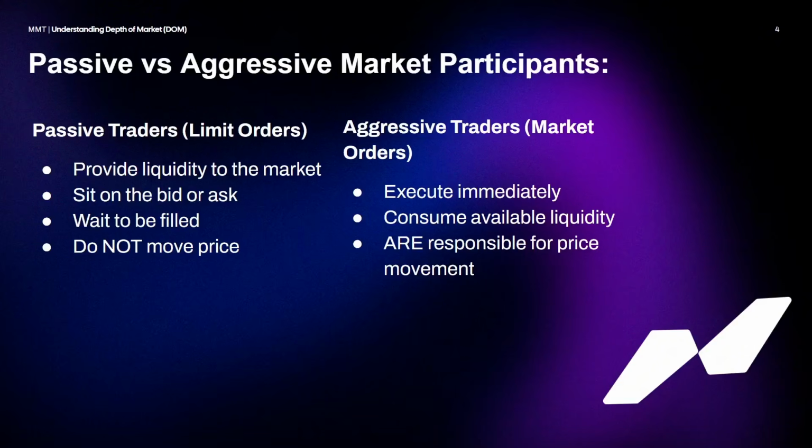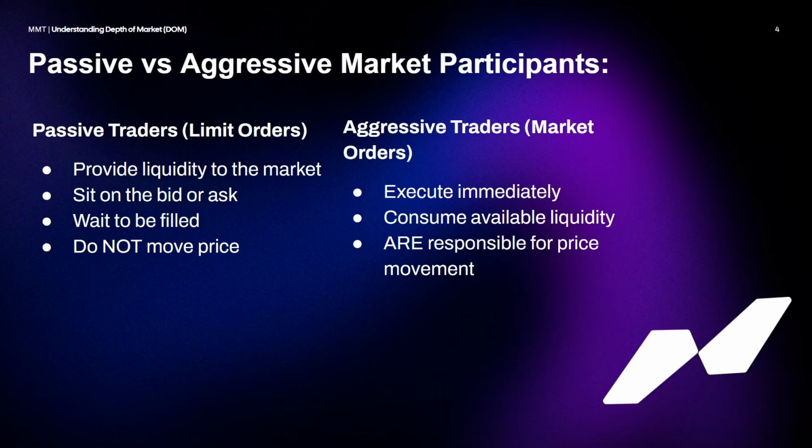Here we are, passive versus aggressive market participants. The core principle is that price moves only when aggressive traders remove all available liquidity at a level. In short, passive traders use limit orders, provide liquidity to the market, sit on the bid or ask side, and wait to be filled, but they do not move the price. Aggressive traders use market orders, execute immediately, consume available liquidity, and are responsible for price movement.